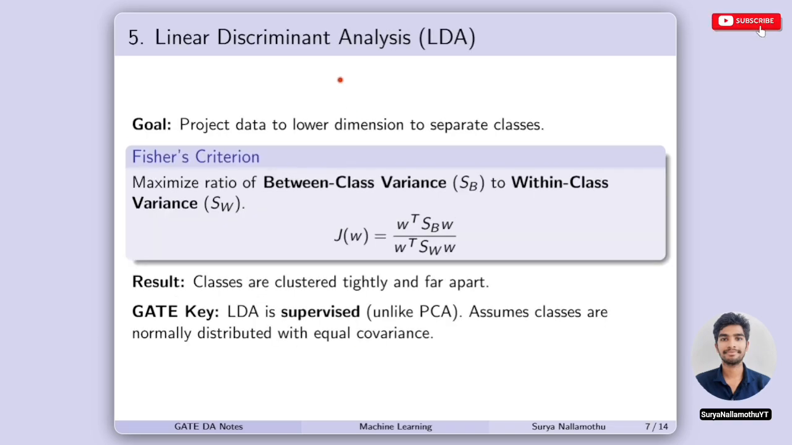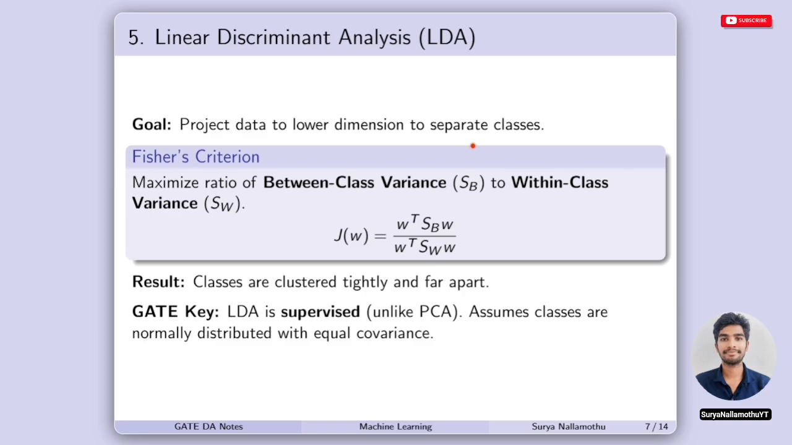Next, linear discriminant analysis. In linear discriminant analysis, the data is projected to a lower dimension to separate classes using Fisher's criterion. Fisher's criterion means maximize the ratio of between-class variance to within-class variance. So the numerator term is used for the between-class variance, and the denominator term is used for the within-class variance.